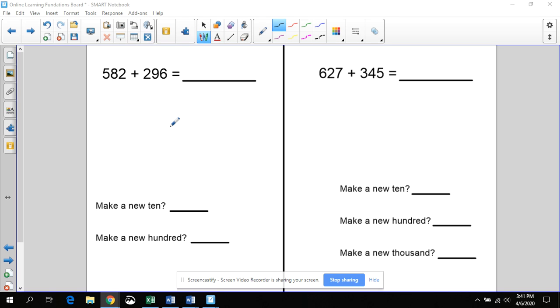Today we're going to get more practice with adding three-digit numbers. We're going to practice taking them from horizontal to vertical, and you're going to be answering questions as you go to help you figure out what kind of new groups you're making. So the first one, 582 plus 296, I'm not going to solve it horizontally. I need to rewrite it vertically.